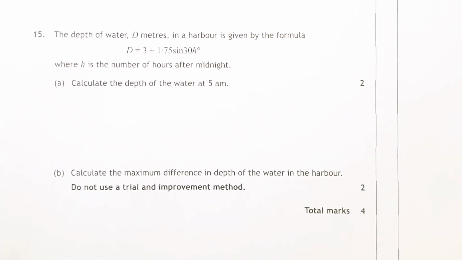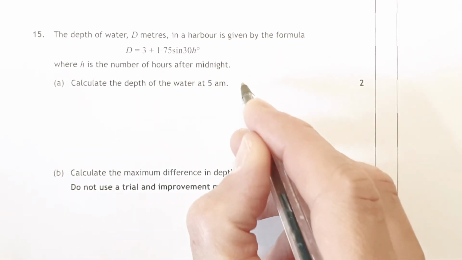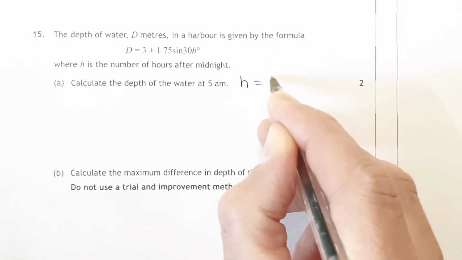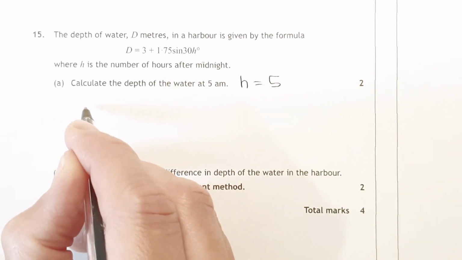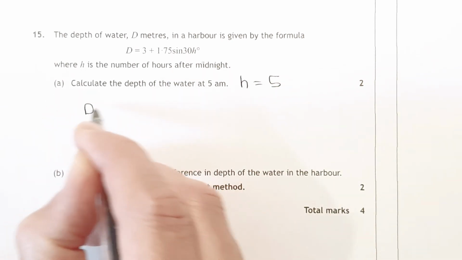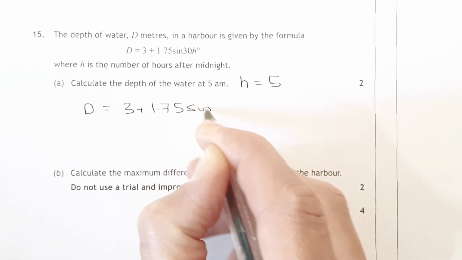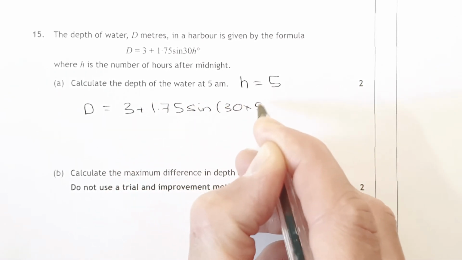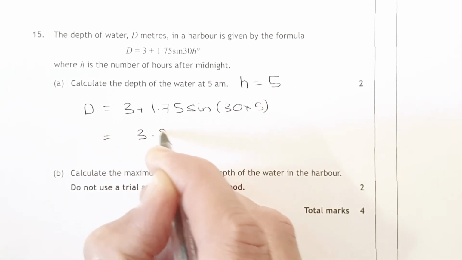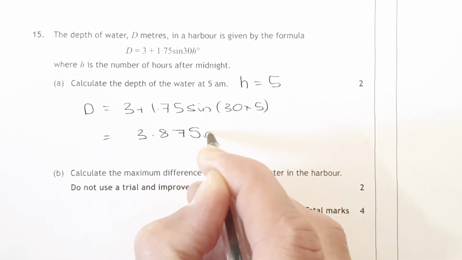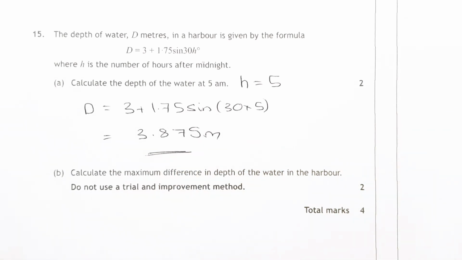And in number 15, we're told about the depth of water in a harbour. Now, you know, harbour, the water's going to go up and down with the tides. And we're given the equation where H stands for the number of hours after midnight. So if it's 5 AM, that means it's 5 hours after midnight, so H is equal to 5. So to work out the depth at that time, it's D equals 3 plus 1.75 sine 30 times 5. Now that can just be typed into your calculator and you get a depth at 5 AM of 3.875 metres.